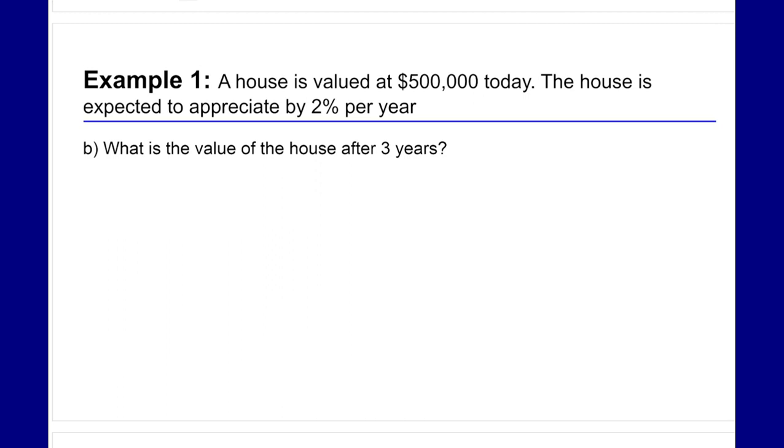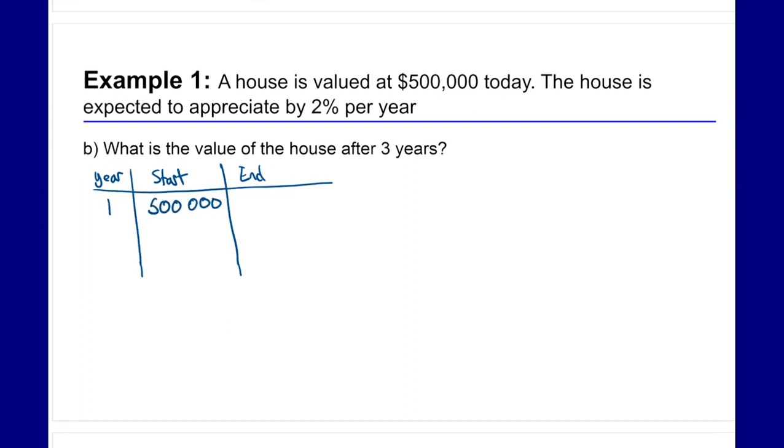So what is the value of the house after 3 years? Well, let's just make a small little table, right? We'll look at years, we'll look at the start and the end. So each year, the start of the year, the end of the year, and we'll continue from there. So year one, we start off at $500,000. We end at, we already did this calculation, but we'll do it again, 500,000 times 1.02, which is $510,000.